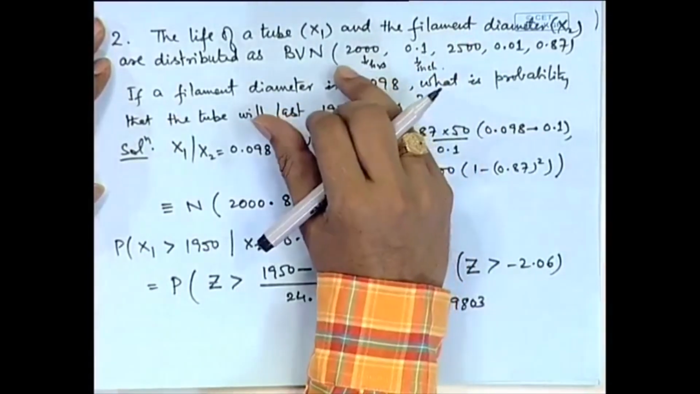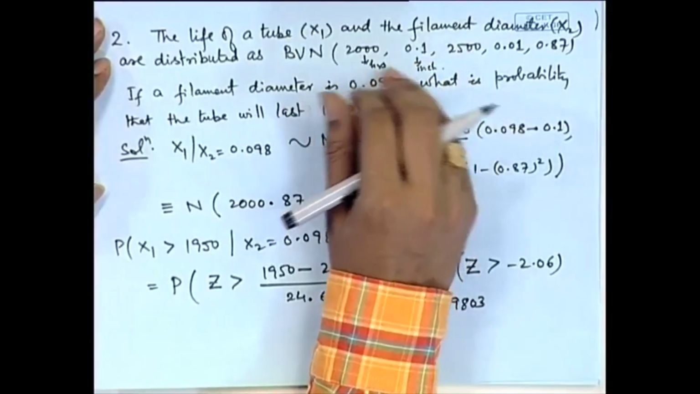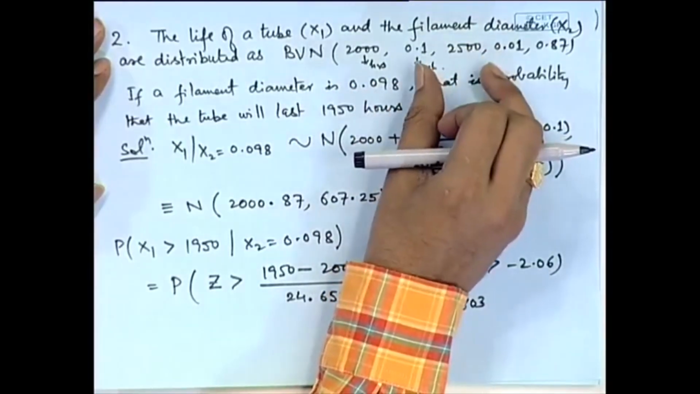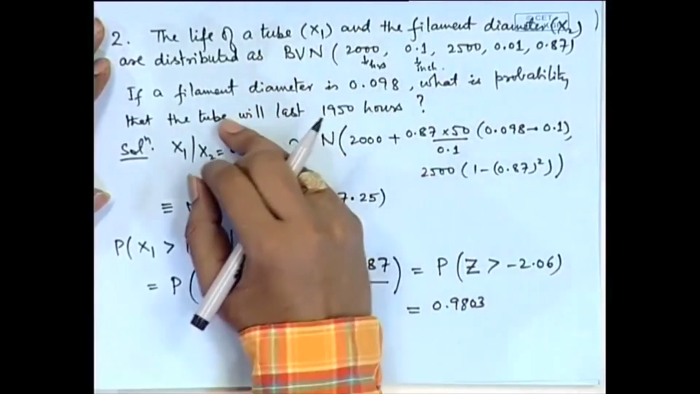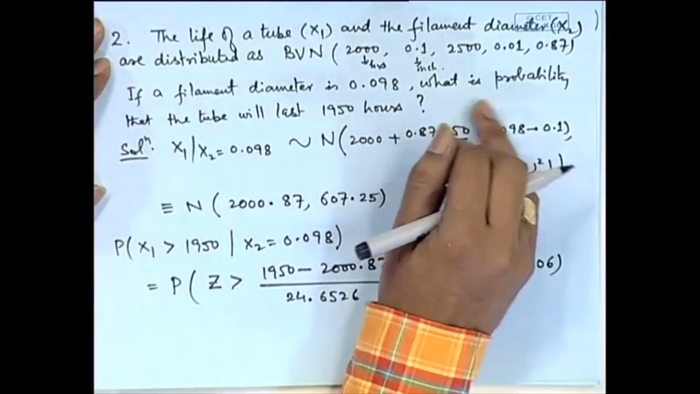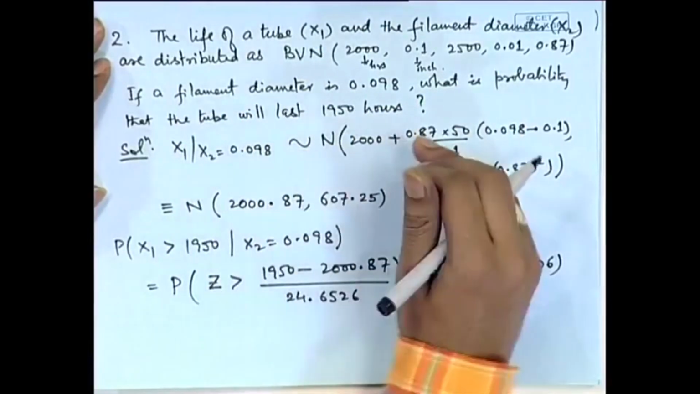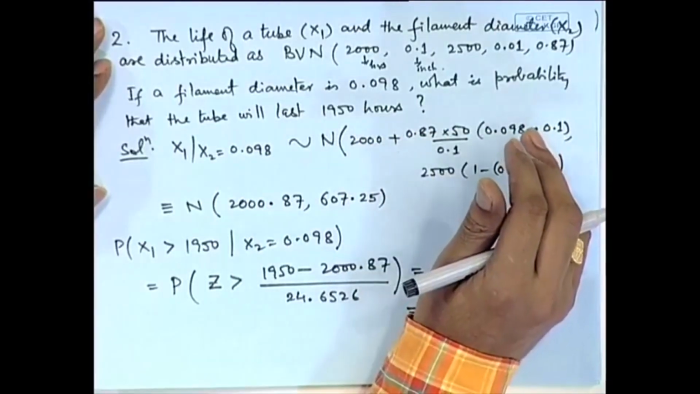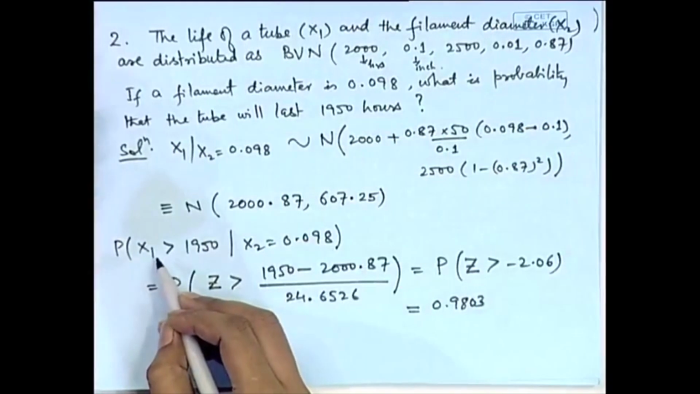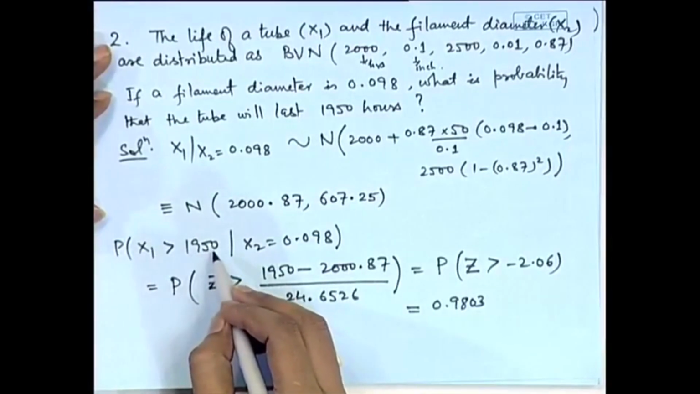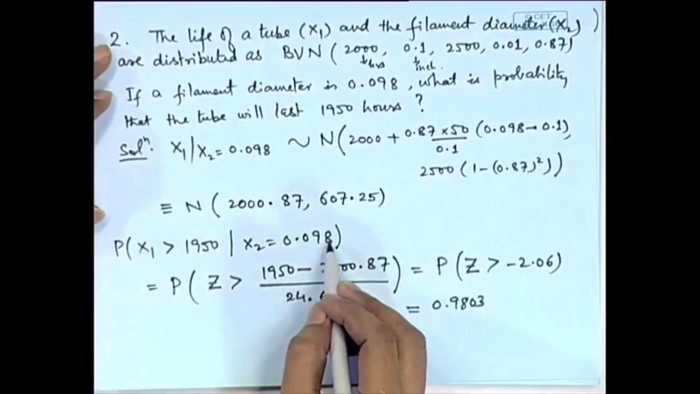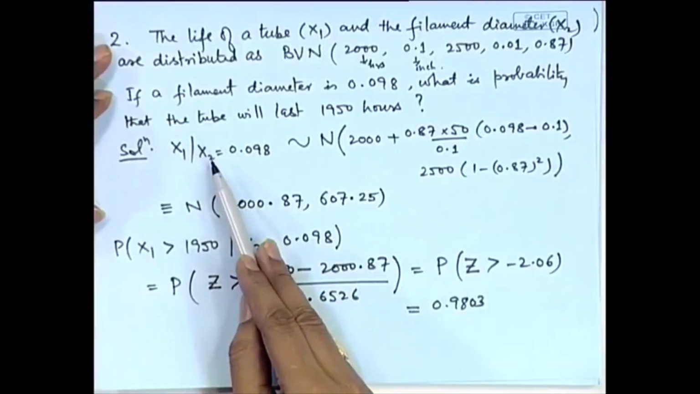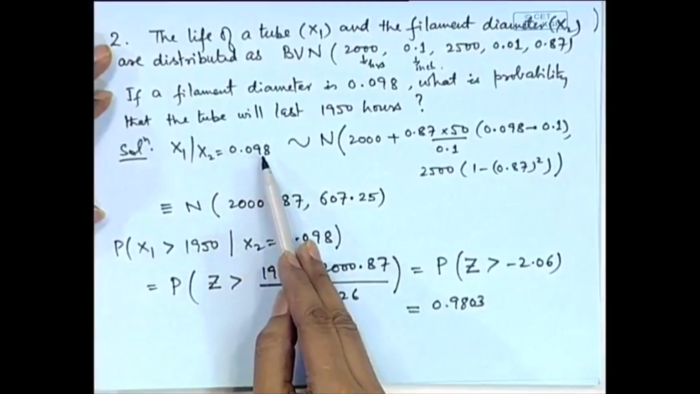So, the manufacturer may use the filament diameter, which can be measured, to estimate the life of the tube. If a filament diameter is 0.098, what is the probability that the tube will last 1950 hours? So, we are interested to calculate the probability of surviving till 1950 hours given that the diameter is 0.098 inches. For this we need the conditional distribution of x 1 given x 2 is equal to 0.098.